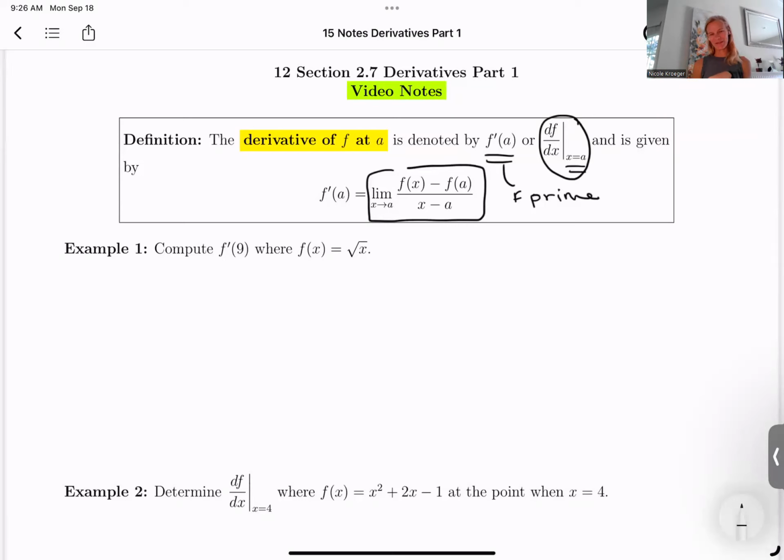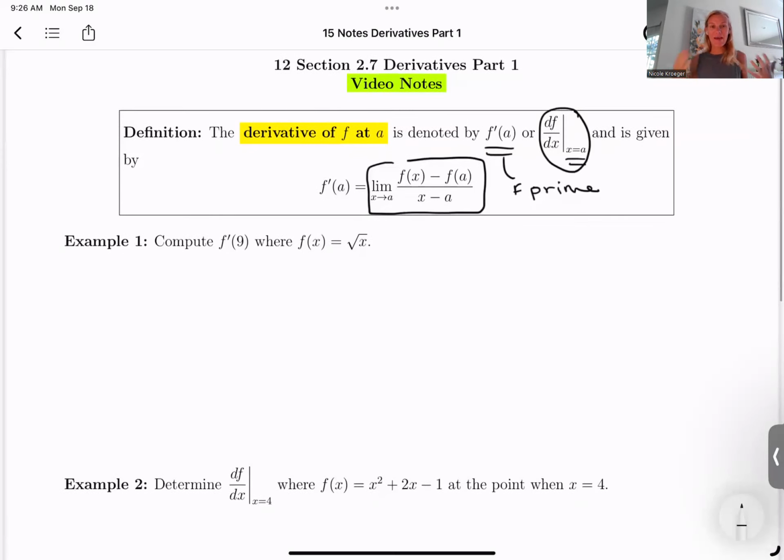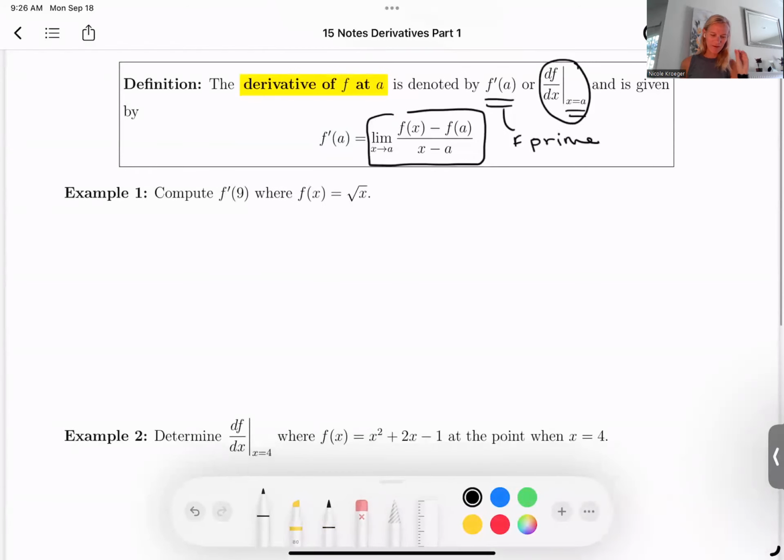The answer to why are we doing this and what does this tell us, wait for class on that. We'll definitely talk about that in class. But how do we compute this? Let's just do some computations here. For this first one, let's compute f prime of 9, where f of x is square root of x. So in this case, our a value, the number that we're plugging in, is 9.